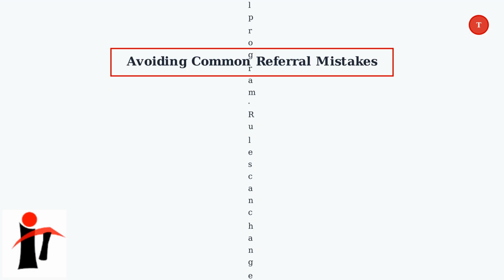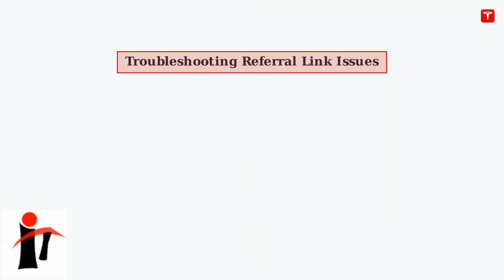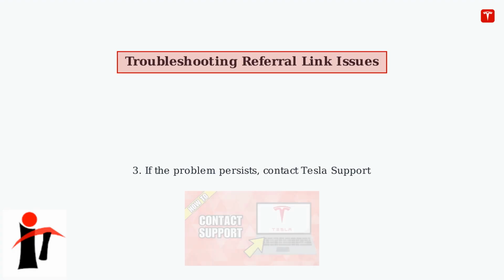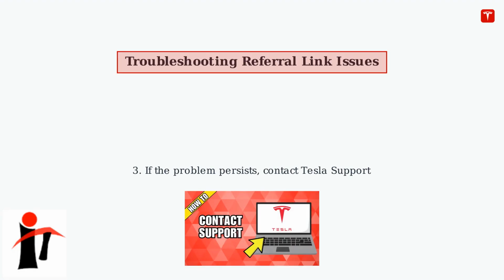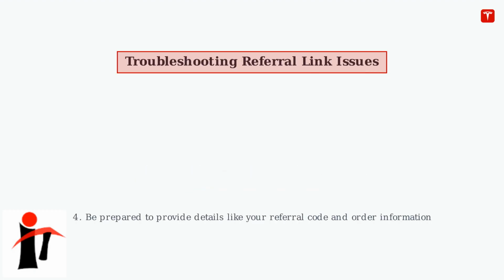to changed rules. If your referral link isn't working, first ensure you're using the latest version of the Tesla app. Clear the app's cache and data, or try reinstalling it. If the problem persists, contact Tesla support directly through the app or website. Be prepared to provide details like your referral code and the order information of the person you referred.